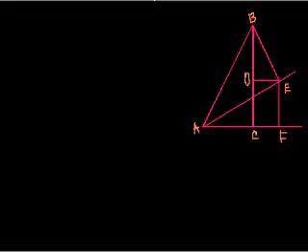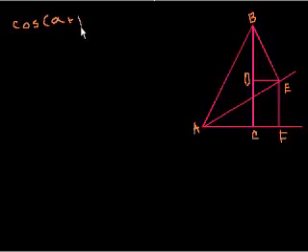Welcome back. We'll now try to see what trigonometric identity we can come up with if we start off with cosine of alpha plus beta. Cosine of alpha plus beta. Let's see if we can rewrite this as another combination of cosines and sines of alpha and beta.